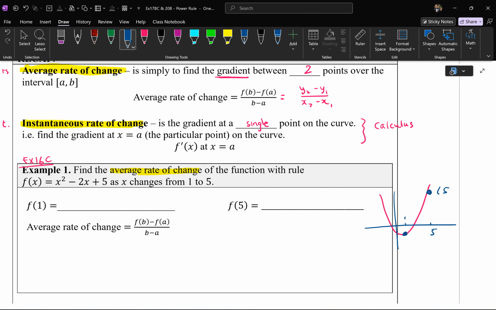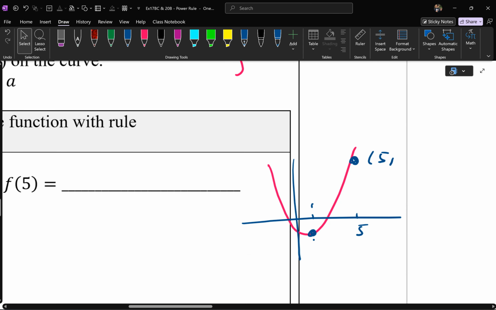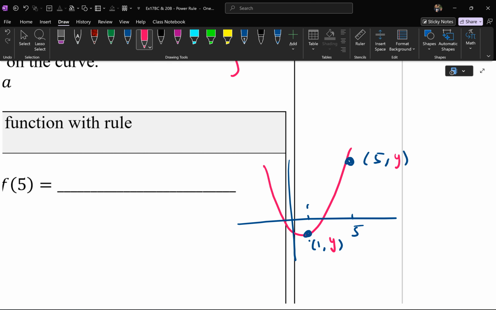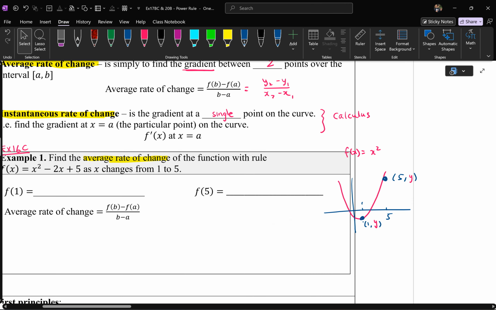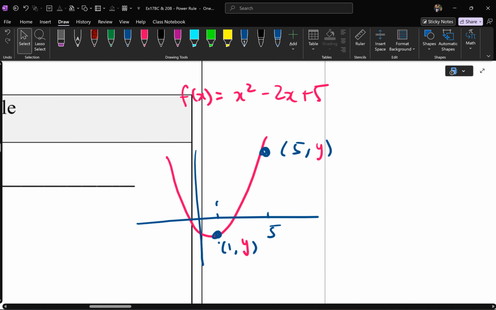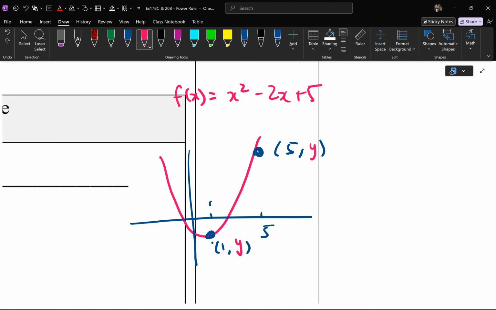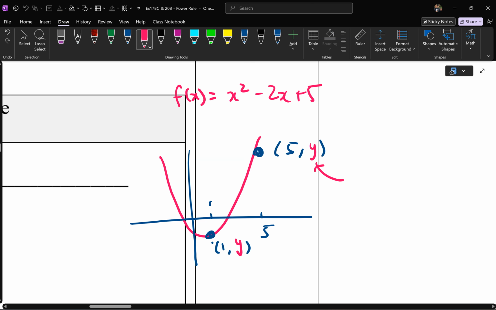You already know this is 5 because they said from 1 to 5. So you know this point, x is 5. This point over here, you know x is 1. But how do you find the y coordinate again? If you know x is 5 and you got the function, it says f of x is equal to x squared, what was it again? Minus 2x plus 5. If you know x is 5, how do you find y? Can I please have Anthony? Yeah, that's it.